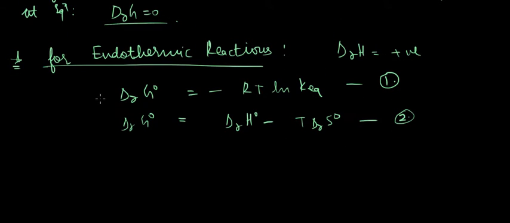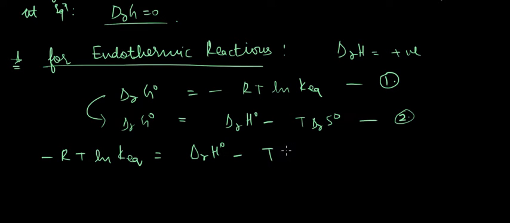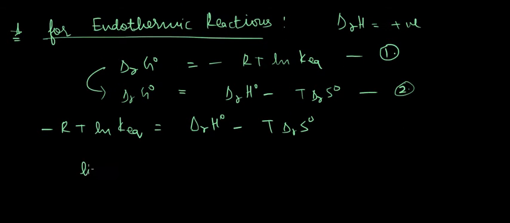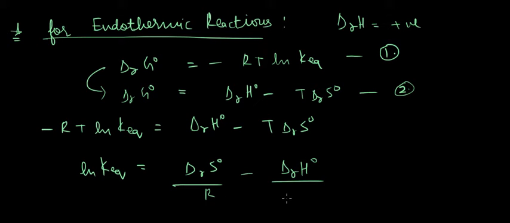So let's substitute the value of delta Rg naught from the first equation into the second equation. So we'll be getting minus RT ln K equivalent as delta Rh naught minus T delta Rs naught. So we can write that ln of K equivalent would be equal to delta Rs naught divided by R minus delta Rh naught divided by RT.